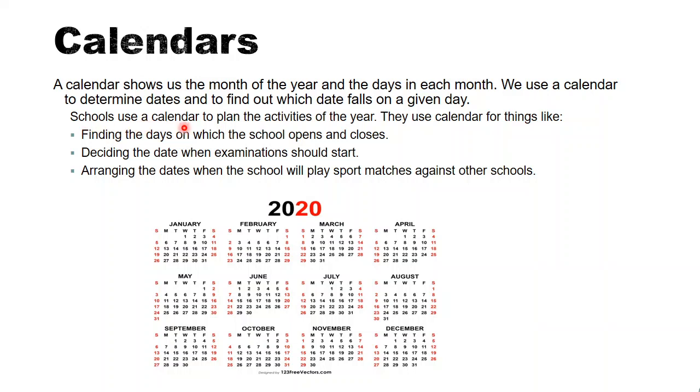So schools use calendars to plan activities of the year. They use calendars for things like finding the days on which the school opens and closes, deciding the day when examinations should start. All that, we use a calendar for that. Or arranging the date when the school will play sports matches against other schools.